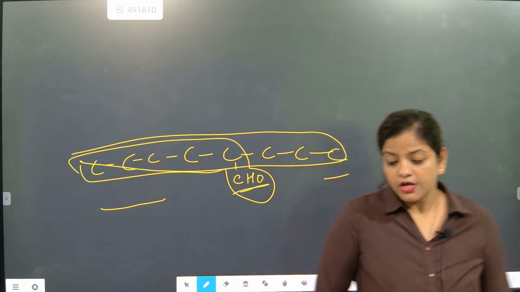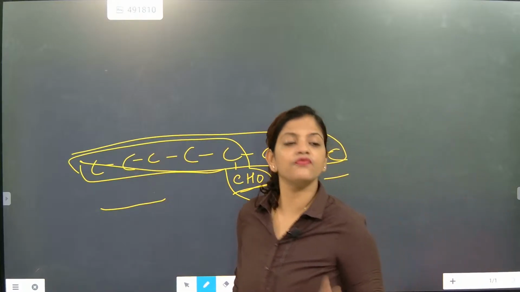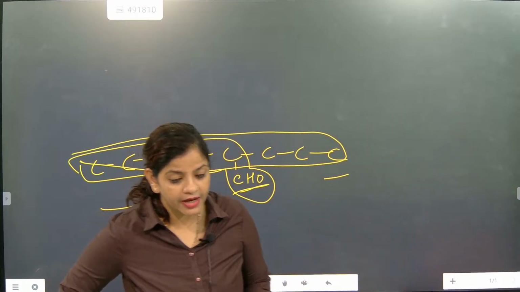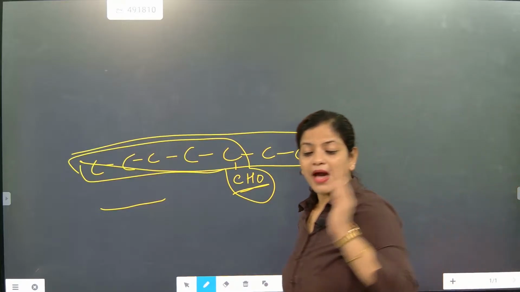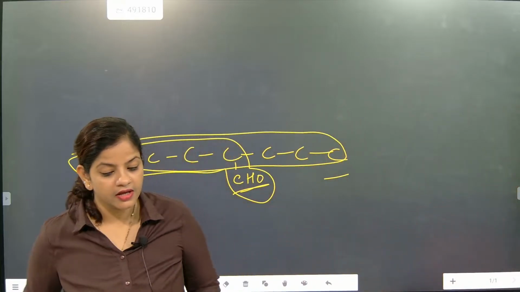So now look here. The most important thing, which I am repeating again, is that when the parent chain is selected.